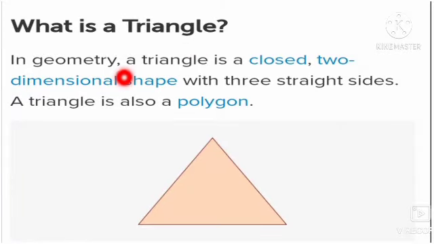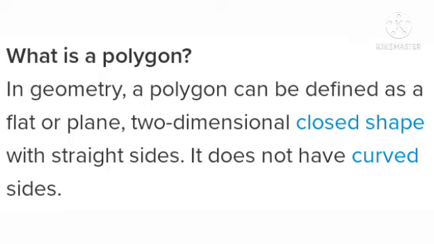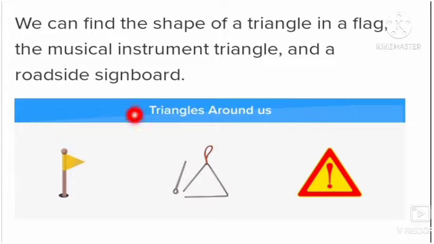What is a triangle? In geometry, a triangle is a closed two-dimensional shape with 3 straight sides. A triangle is also a polygon. Children, what is a polygon? In geometry, a polygon can be defined as a flat or plain two-dimensional closed shape with straight sides. It does not have curved sides. We can find the shape of a triangle in a flag, a musical instrument called the triangle, and a roadside signboard.